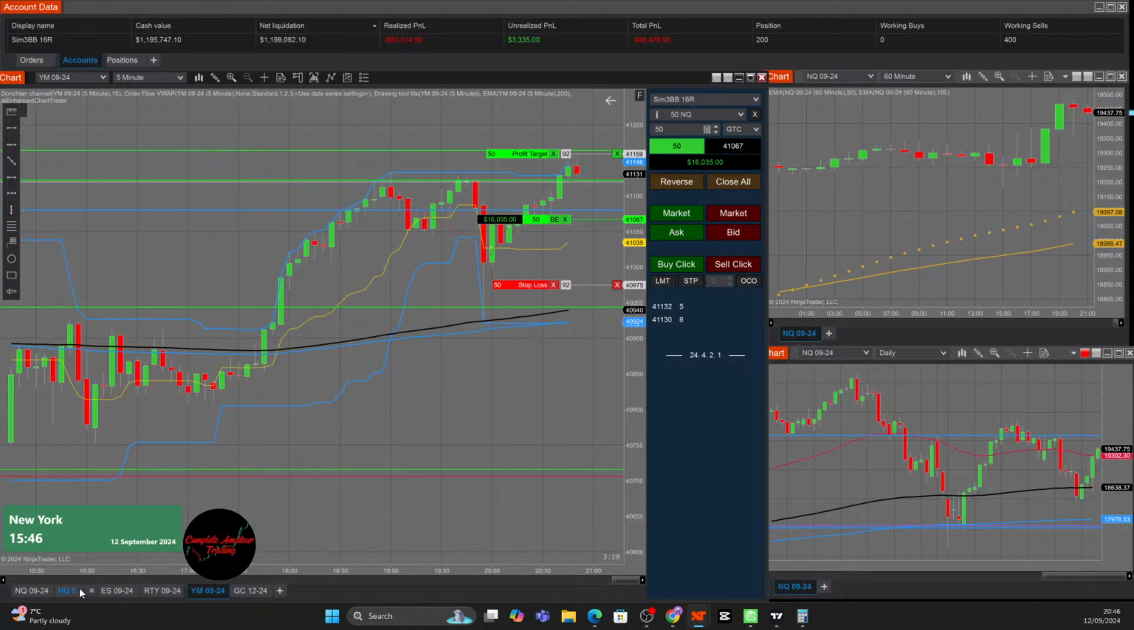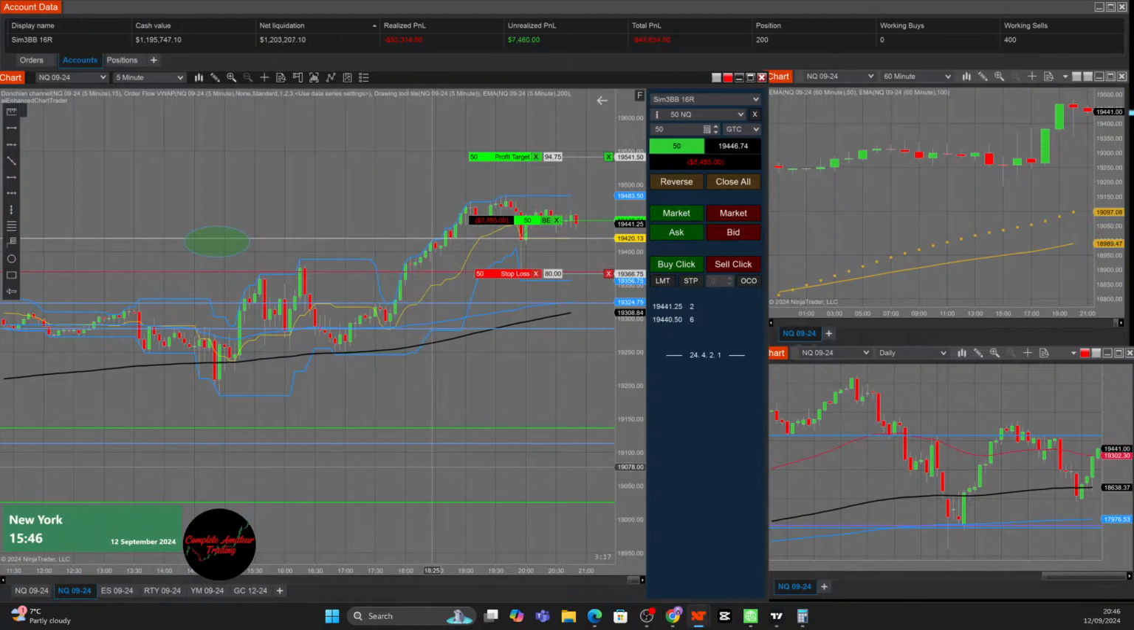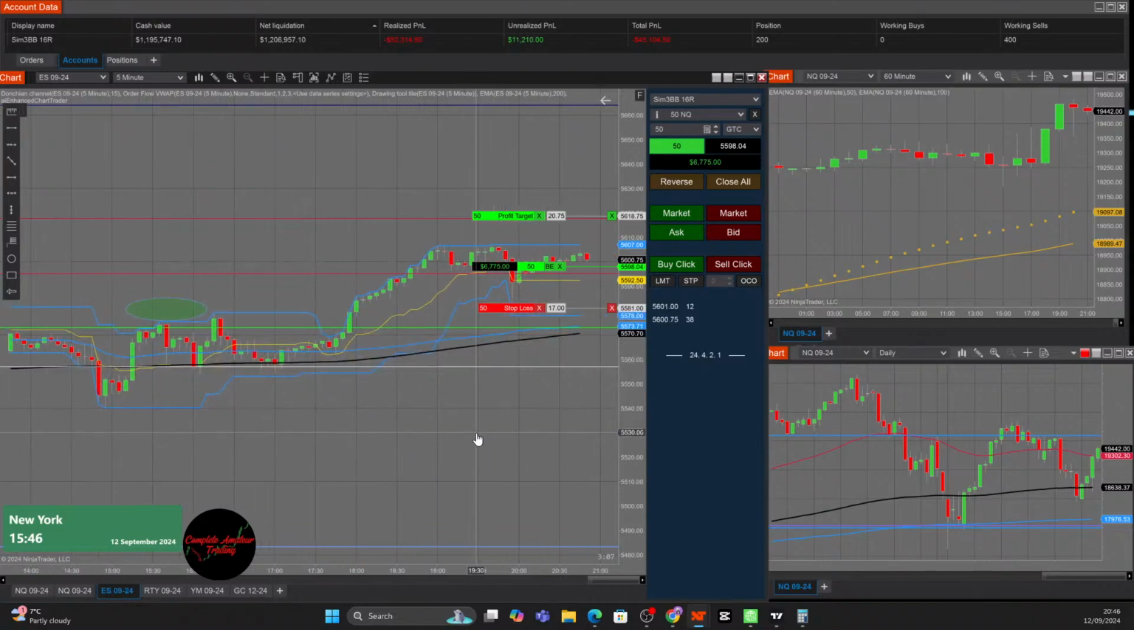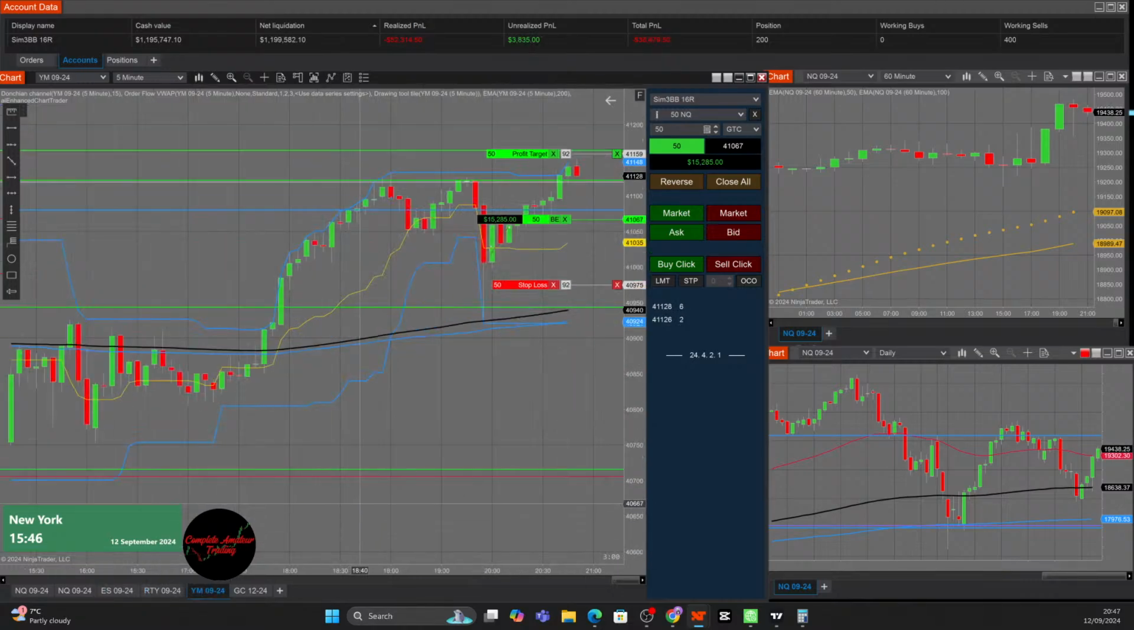Seems that NQ is pulling it down. Both NQ and ES. Gonna try to stay disciplined here. Stick with the plan.